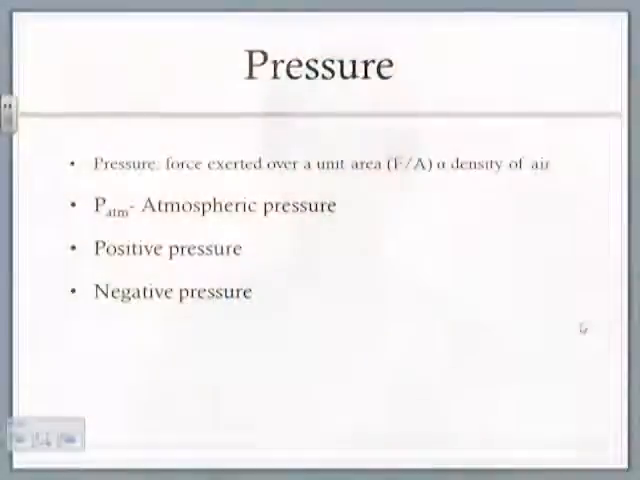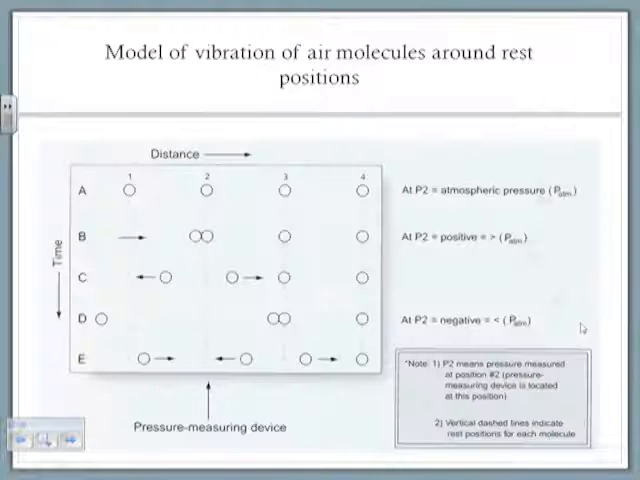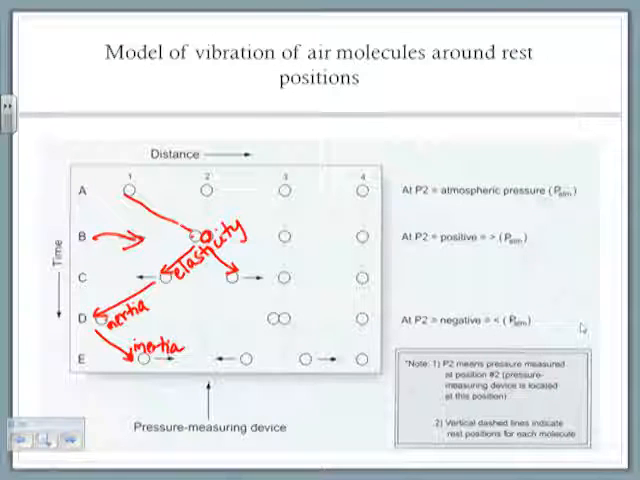Okay, and I will talk to you in a little bit when we talk about more dense and less dense particles. So pressure is nothing but the force exerted over a unit area, and it's directly proportional to the density of air. Three different kinds of pressure is something that I want you to know. I want you to know what an atmospheric pressure is, what a positive pressure is, and what a negative pressure is.